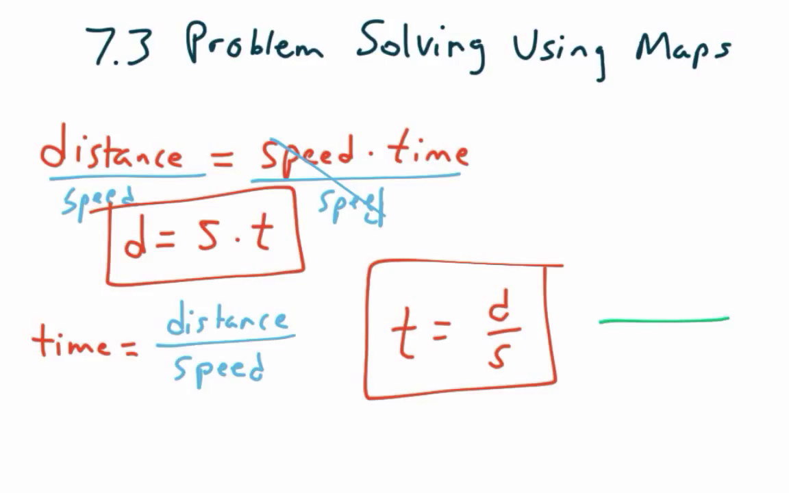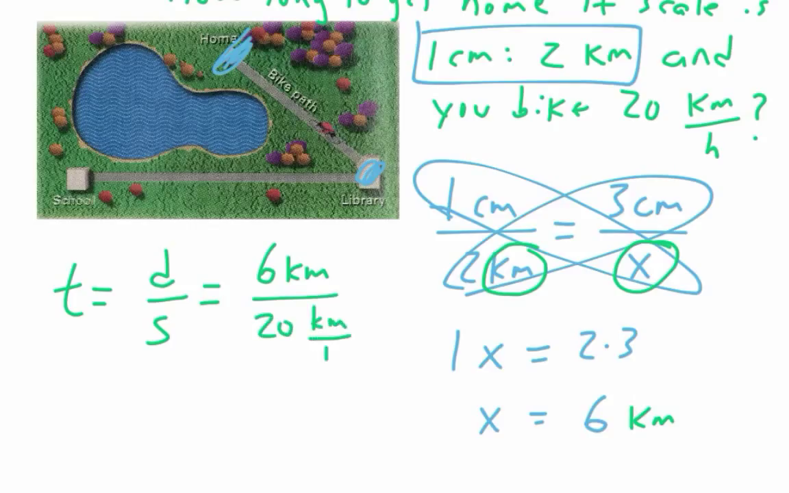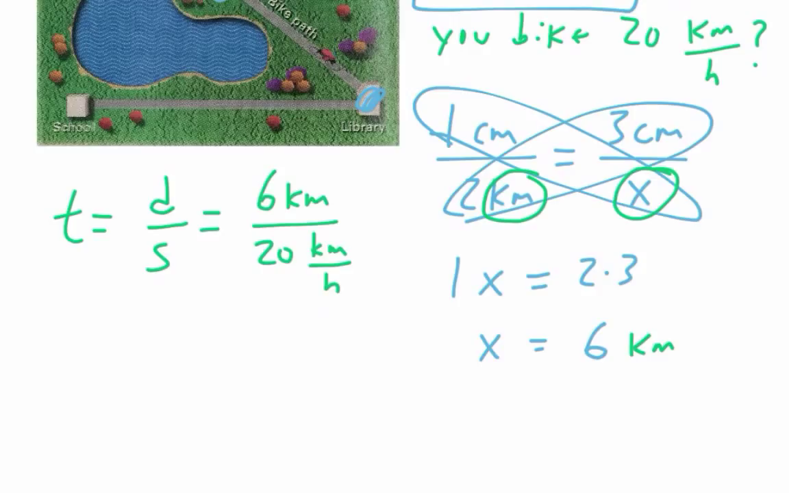But now we're looking for time, so we could go with this equation right there. t equals d divided by s. So time equals distance divided by speed, or distance divided by rate if you're reading the book. My distance is 6 kilometers and my speed is 20 kilometers per hour. So we plug in 6 divided by 20, which gives me 0.3. And what's the unit going to be if my time is 0.3? Go back here. What's the only time unit in there? Hours. So it's going to be 0.3 hours.